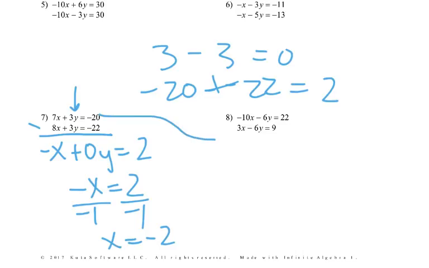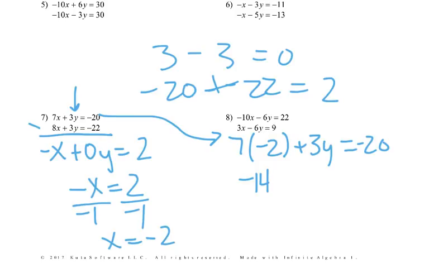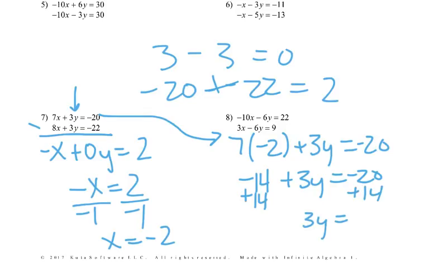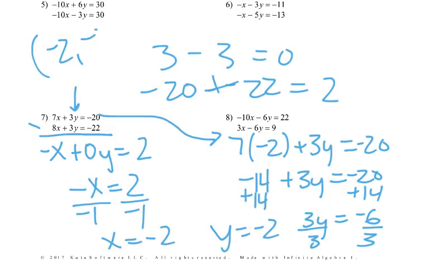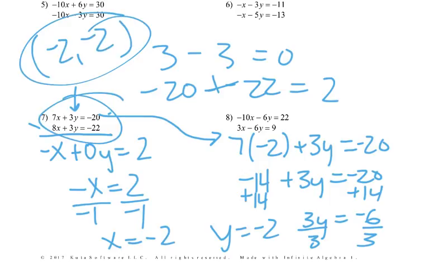Take one of my equations, doesn't matter which one. Replace the x with negative 2. And simplify. So negative 14, because 7 times negative 2 is negative 14, plus 3y equals negative 20. Add 14. We get 3y equals negative 20 plus 14 is negative 6. Divide by 3. We get y equals negative 2 as well. So the point, negative 2, negative 2, is where those two equations intersect. That's the one point that works for both of them.